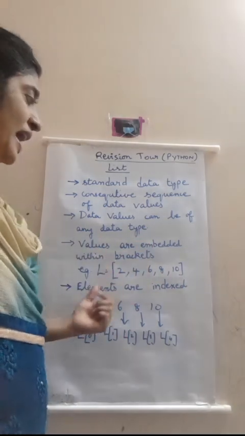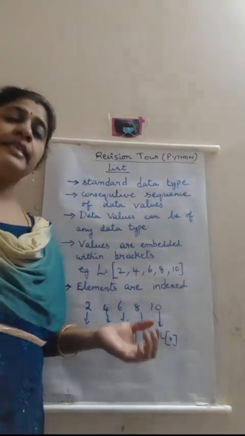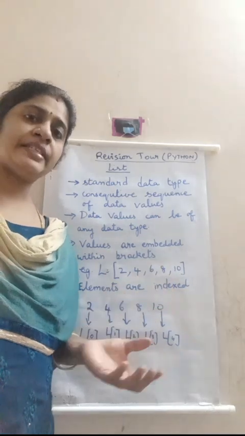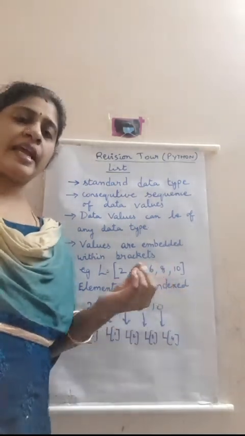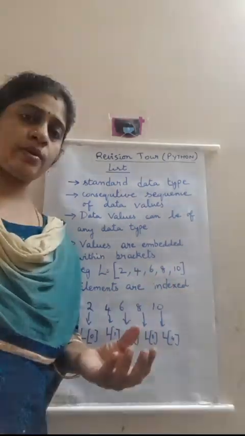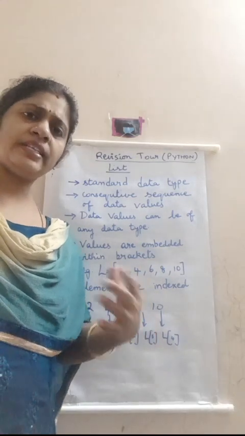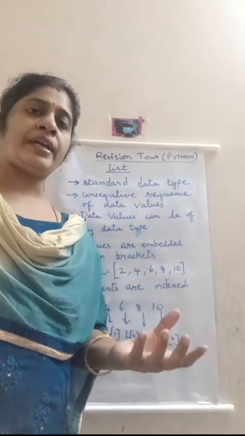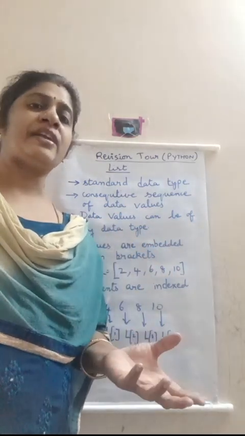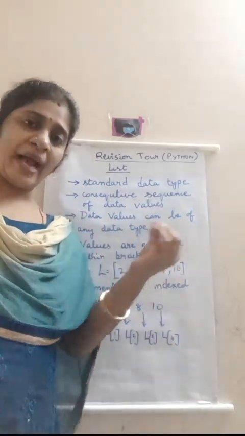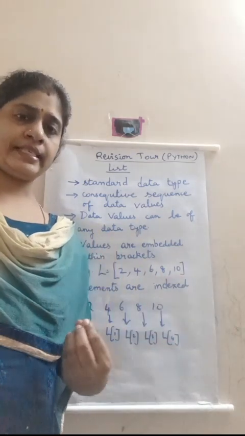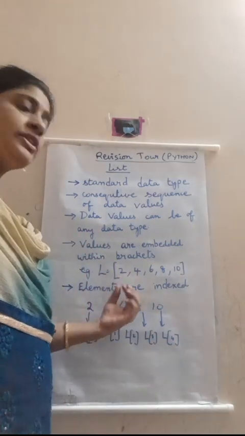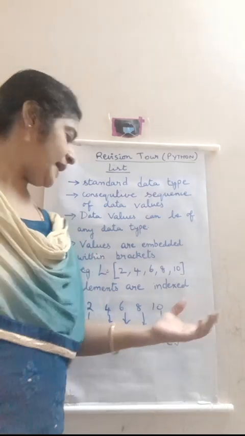Now the elements are indexed. Just as we have seen in strings how the elements are indexed. Why are they indexed? So that they can be accessed and operations can be done on them. The processing can be done on the elements. So in order to access them, we use the index. Similarly, the elements of a list are also indexed.